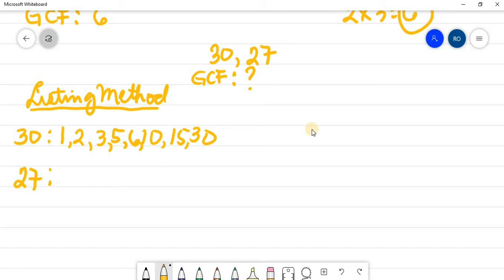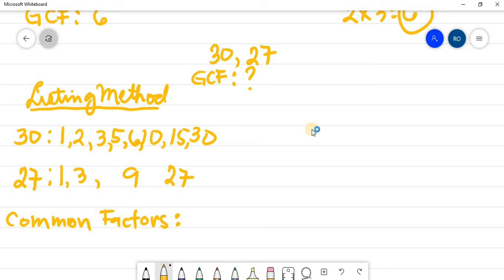So let's try to identify the factors of 27. We have 1 times 27. We have also 3 times 9. And there's no more factors for 27. So let us encircle. Okay, let's write their common factors, the factors that they have in common.